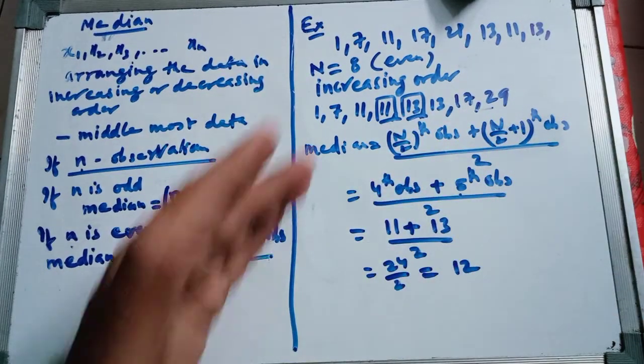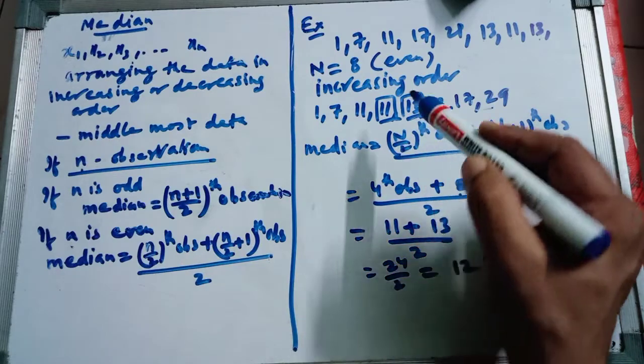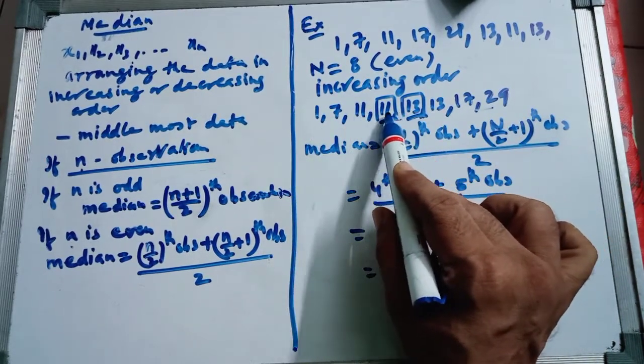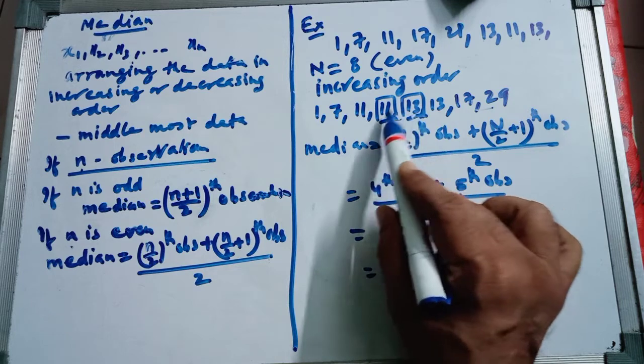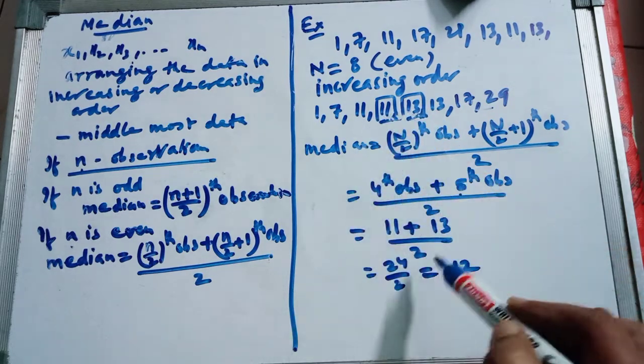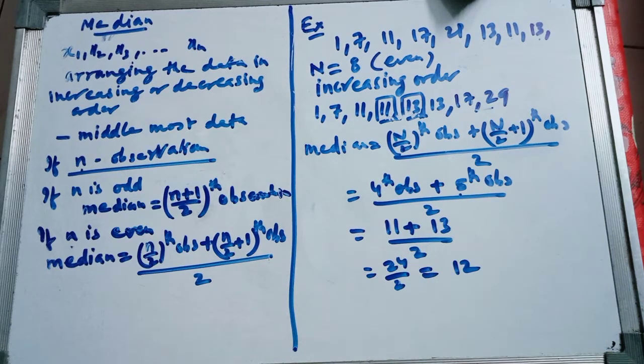So in this way we are finding the middlemost observation. So see, in between these two are the middlemost observations, and if there are two, we find the average of these two. So 11 plus 13 by 2 is 12. Understood? Is it clear to all of you?